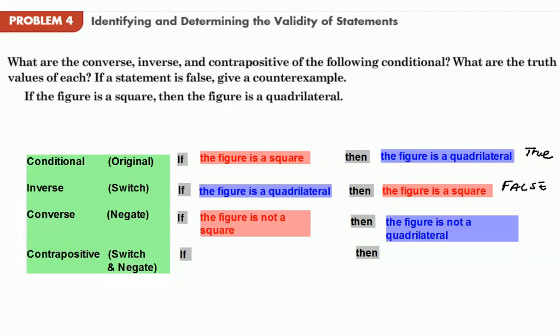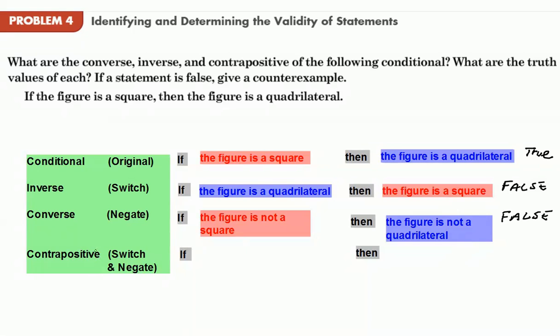Now we read the statement and determine whether or not it's true or false. If the figure is not a square, then the figure is not a quadrilateral. Well, again, on this statement, this is going to be false.